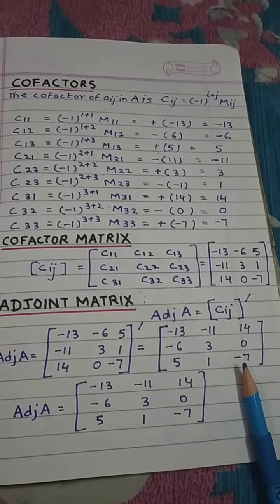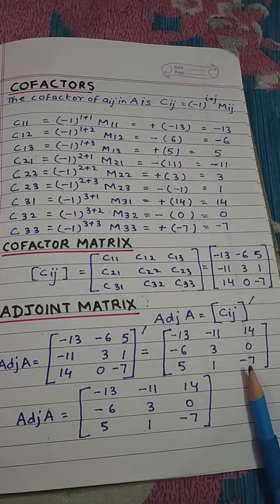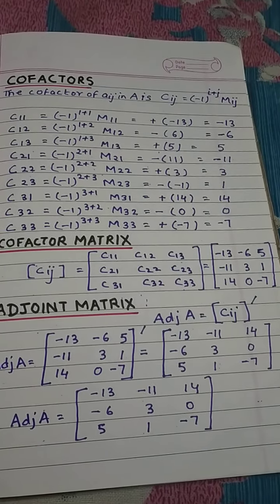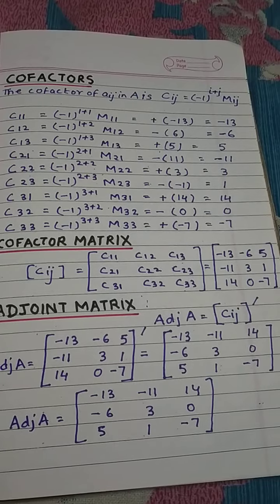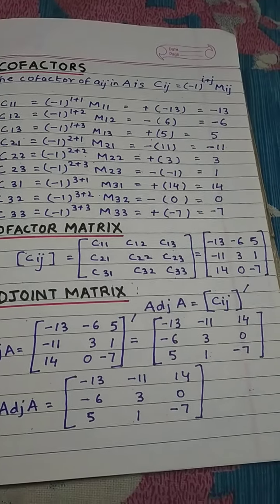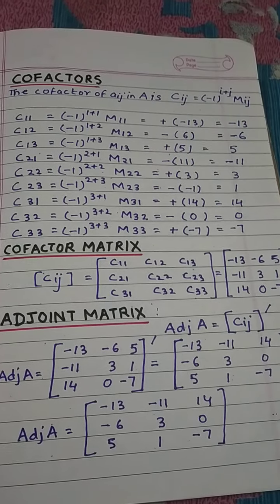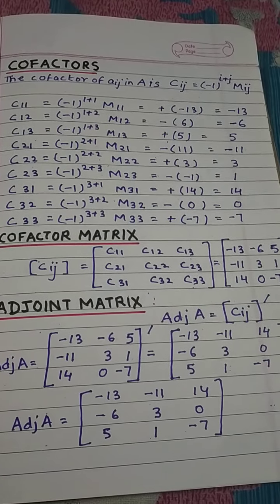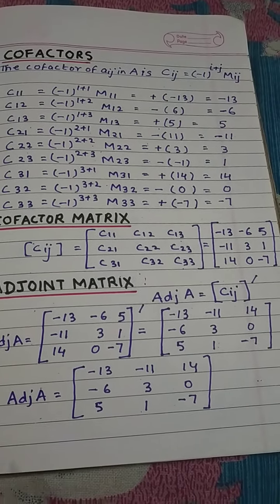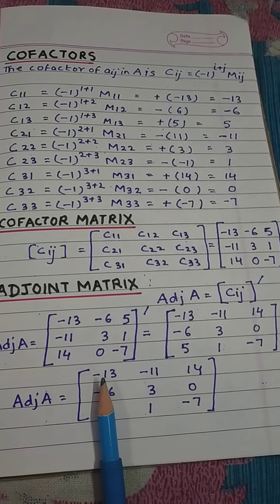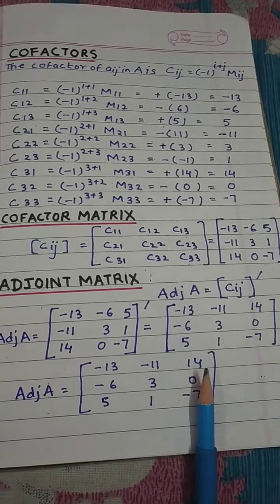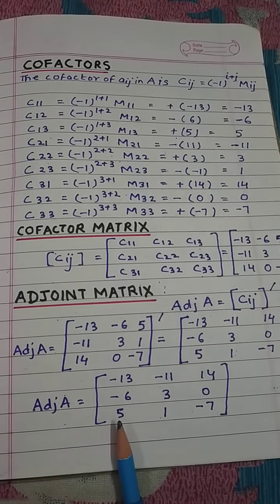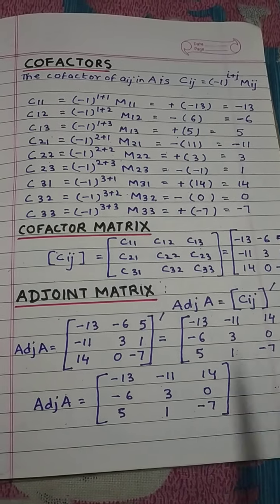This is very simple, but some care you have to take while doing this calculation work. Otherwise, this is not very difficult and it fetches marks with simple knowledge of mathematics. So what is adjoint of A? Minus 13, minus 11, 14, minus 6, 3, 0, 5, 1, minus 7.